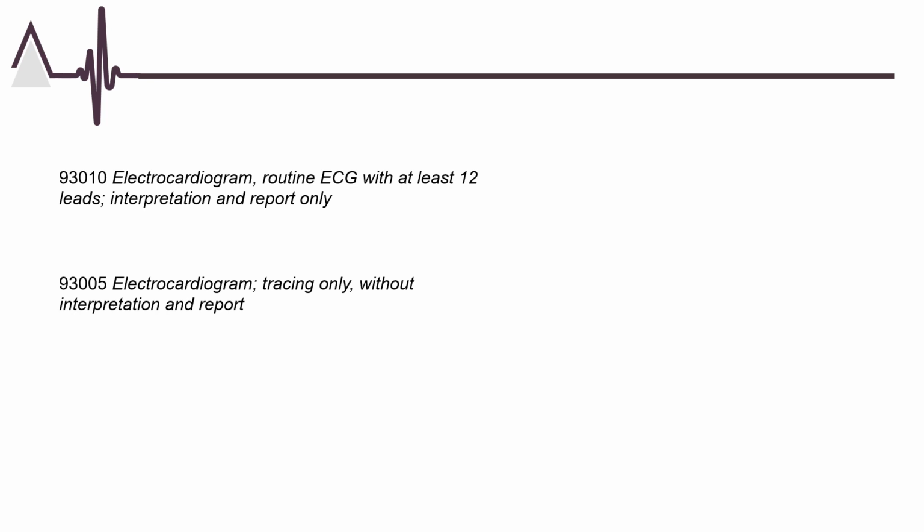Just as there are codes that describe professional-only services, so are there codes describing technical component-only services. Do not append modifier TC if there is a dedicated code to describe the technical component. For example, 93005 electrocardiogram, tracing only, without interpretation or report.